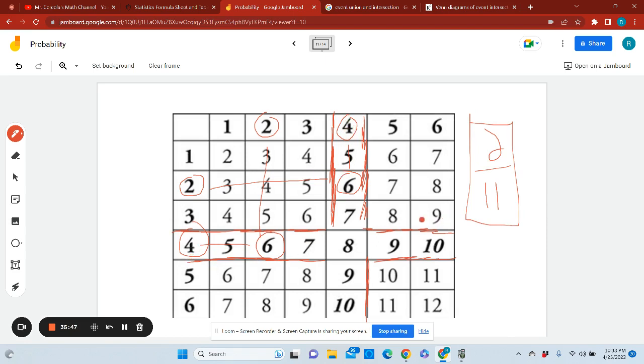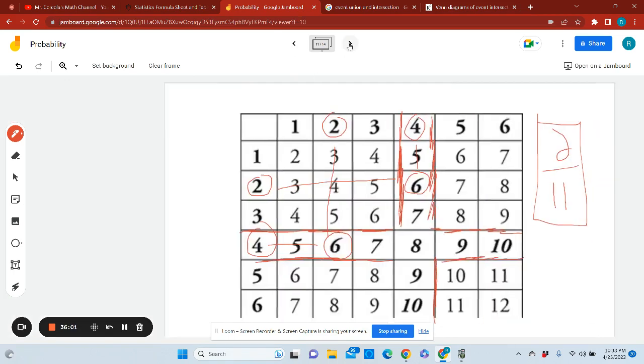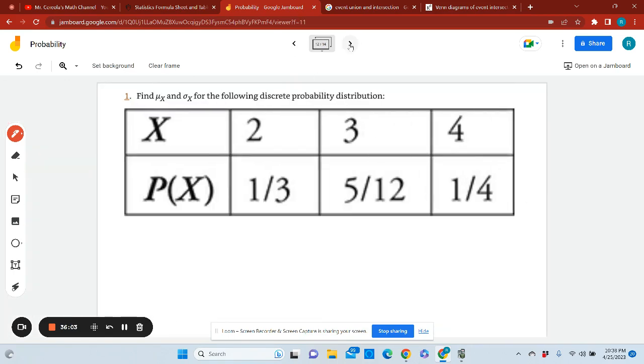be a 4. Okay, I have highlighted all those possibilities, and 2 of those possibilities have a sum of a 6. So your answer should have been 2 out of 11. Okay, draw yourself a sample space if you have to. That will help. All right. Quickly, I'm going to do a couple short answer questions, and then we're going to cut it off here.